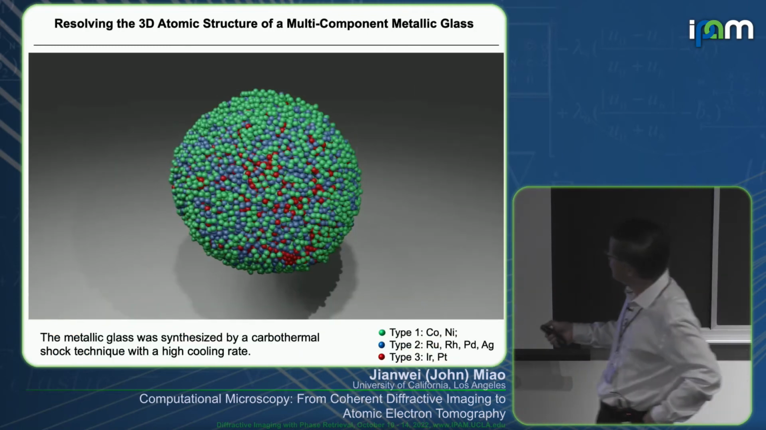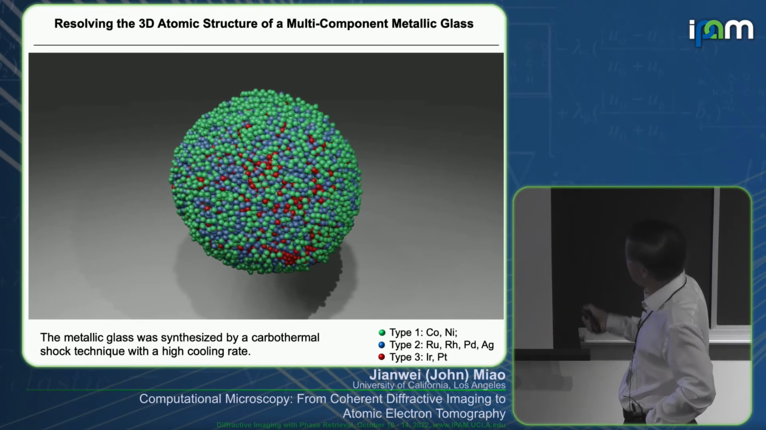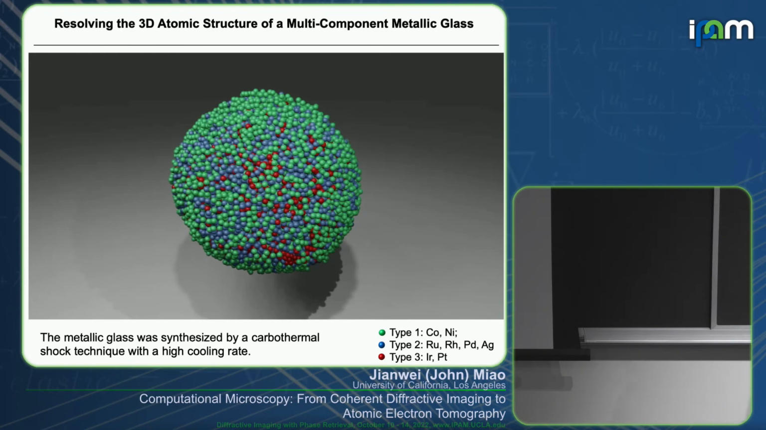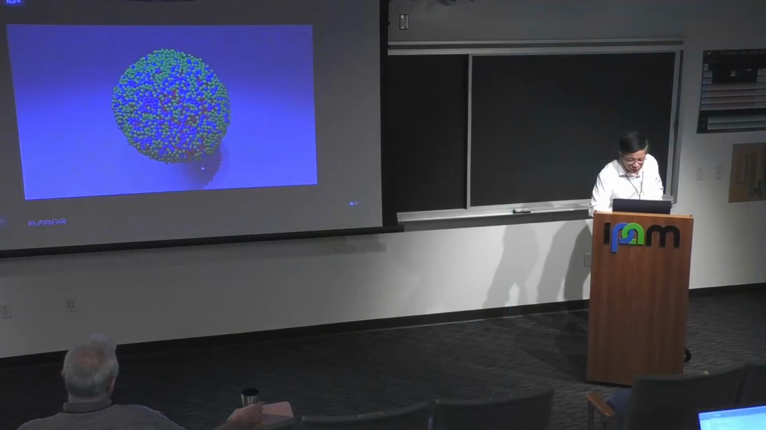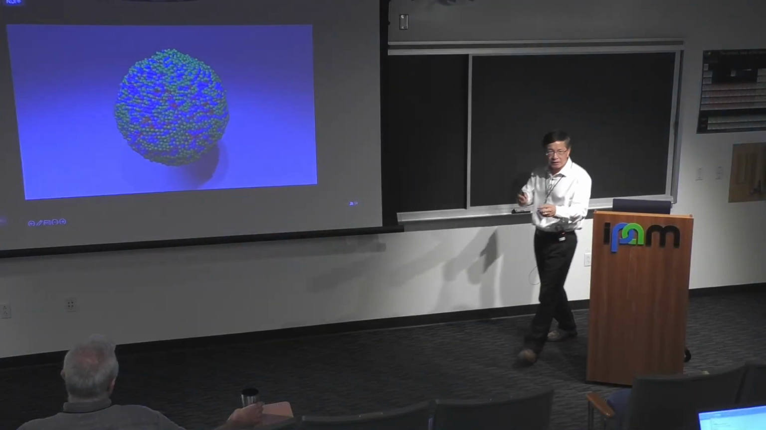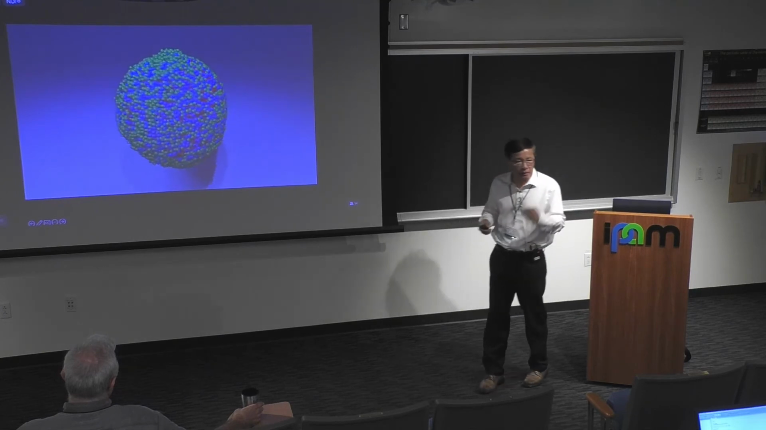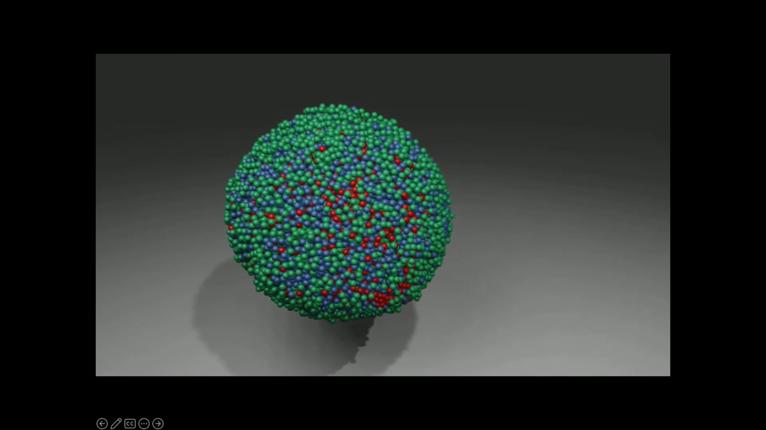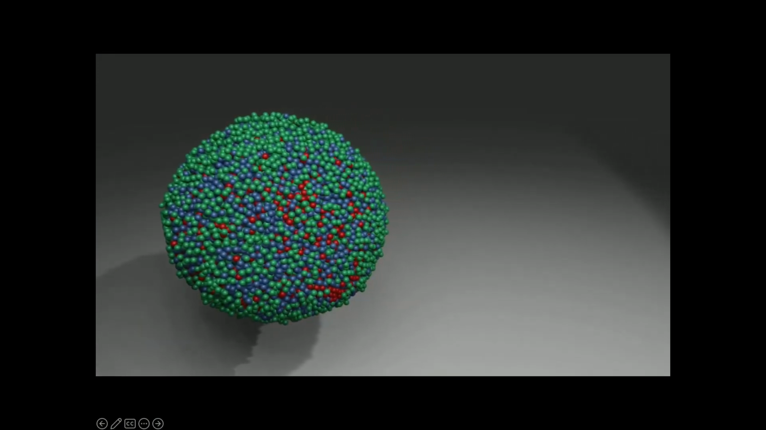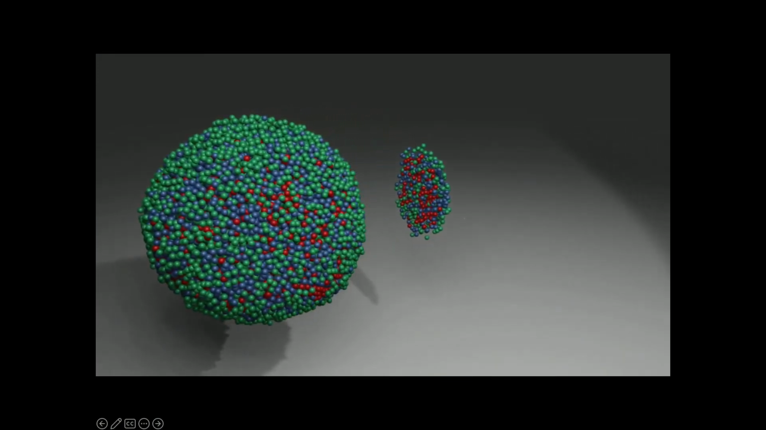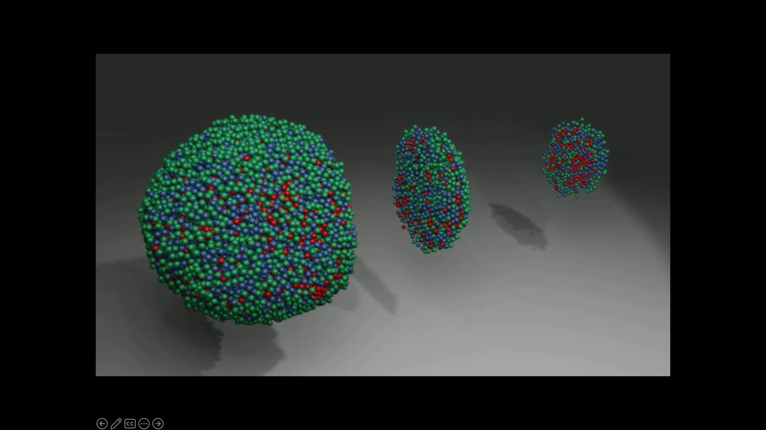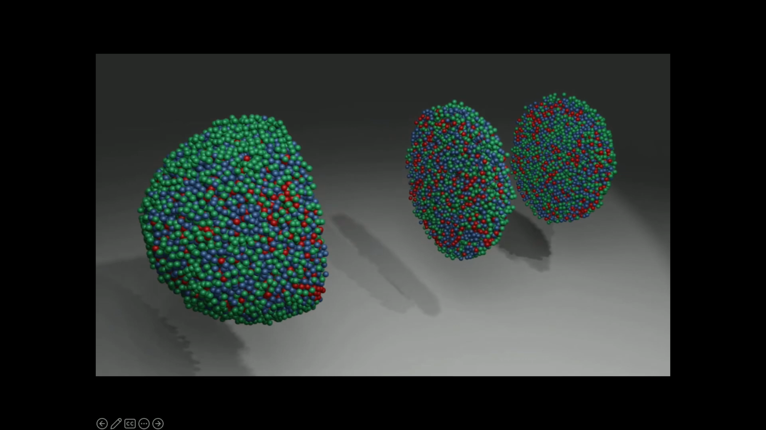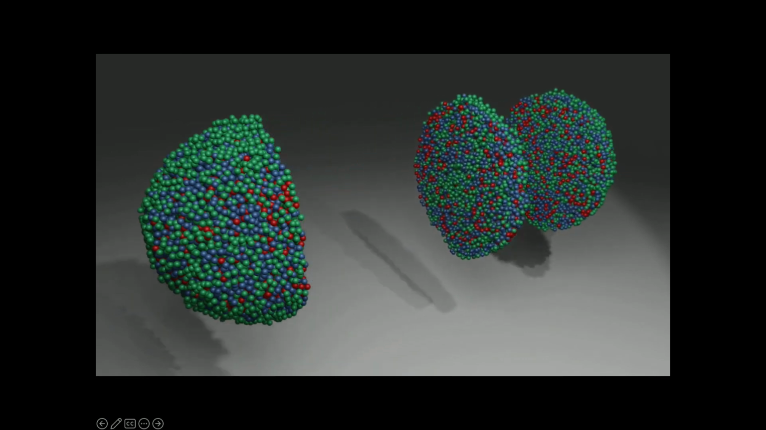So we did this experiment on the multi-component metallic glasses. There are 8 different types of atoms, and I'm going to show the movie. Because the Z of some of the atoms is so close, we divided them into 3 different categories: red, blue, and green. The red is high Z. The green is low Z. And we go slice by slice. You can see one very interesting thing: red is more uniformly distributed compared to the other 2 types.